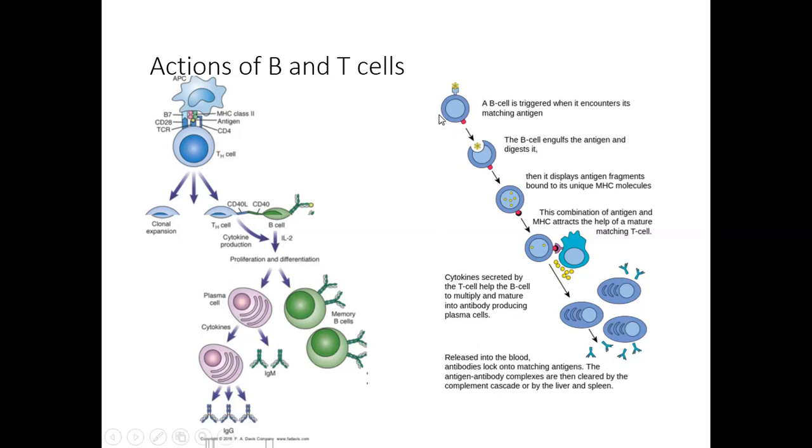What about the B cells that just encounter the antigen themselves? So let's pretend that we've had that B cell that is triggered. You remember that we have B cells that have surface antibody on them, and they also have MHCs on them, right? So the B cell is triggered when its antibody matches antigen. It's identified as foreign. The B cell engulfs the antigen and digests it.